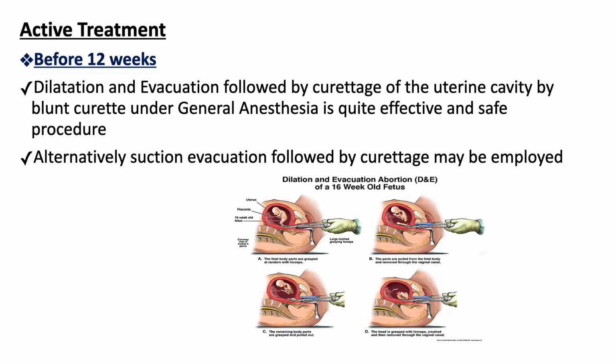Active treatment: before 12 weeks, dilatation and evacuation followed by curettage of the uterine cavity by blunt curette under general anesthesia is a quite effective and safe procedure. Alternatively, suction evacuation followed by curettage may be employed. So you can either go for dilatation and evacuation followed by curettage, or else a suction evacuation followed by curettage can be employed.